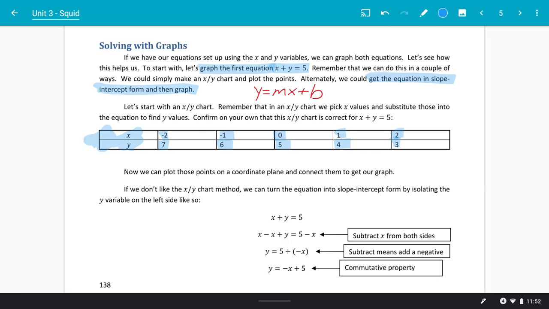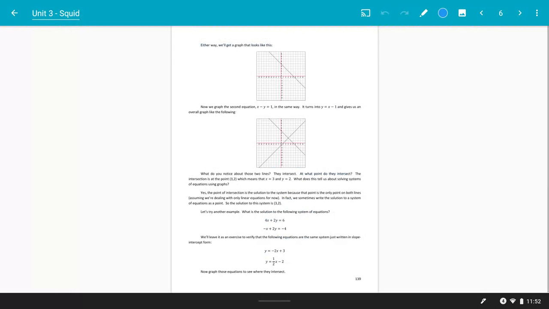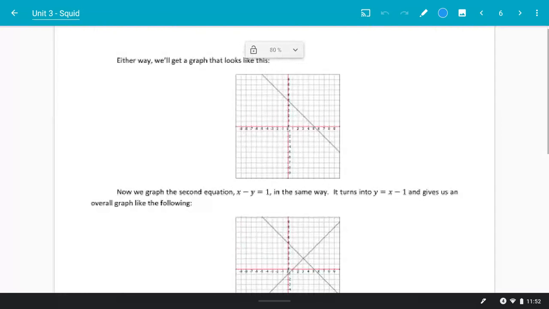If you don't like the xy chart method, we could turn the equation into slope-intercept form. That's my favorite. Look what happens here. We start by getting that y alone. So they subtract x from both sides and it cancels on the left and ends up being 5 plus a negative x, but we would like to rewrite that because we like it to be in this form, y equals mx plus b. Now I can see that my y-intercept is 5 and my slope is negative 1. Either way, we get the graph that looks like this.